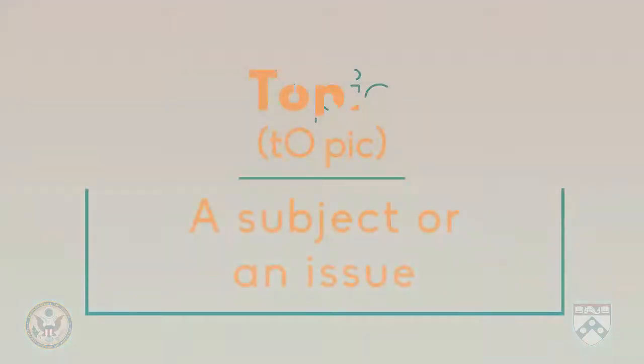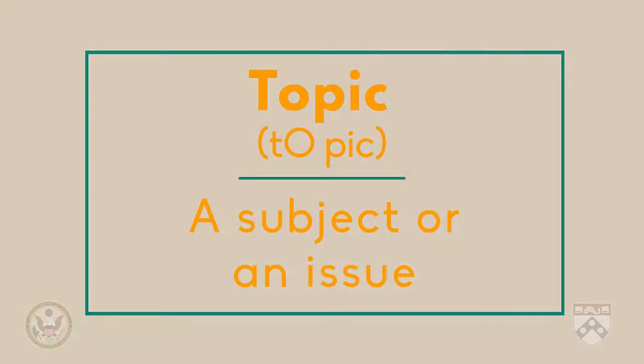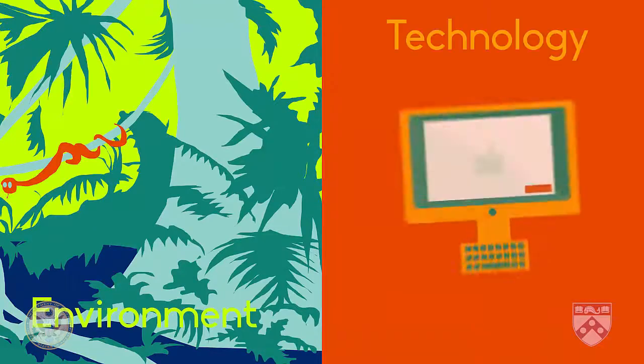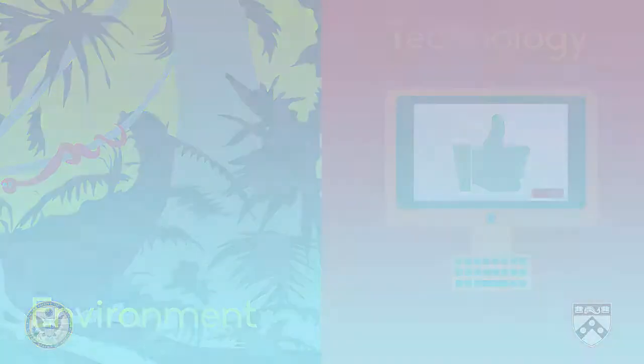A topic is a subject or an issue. For a journalist, a topic means a big subject, like the environment or technology. Later in this video, we'll talk about how to make your topic smaller and turn it into an idea to write a story on. But for now, we'll focus on choosing a topic.